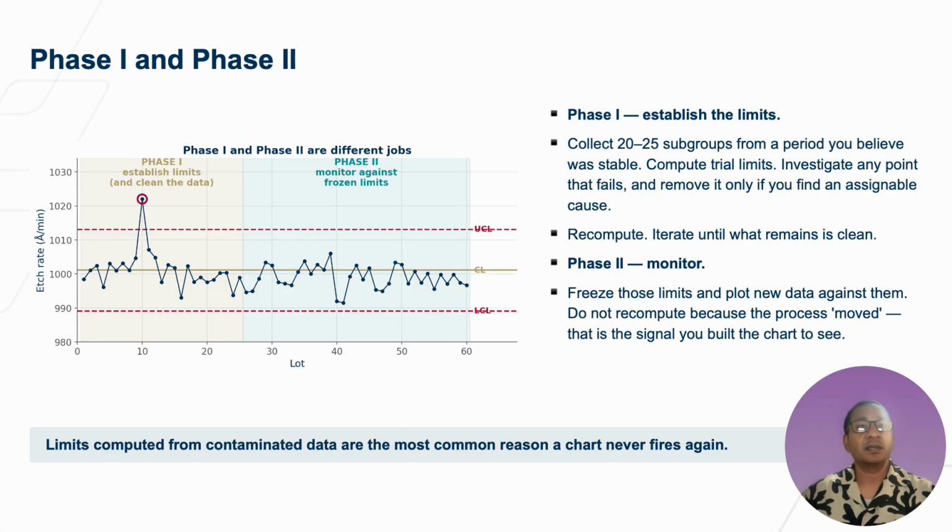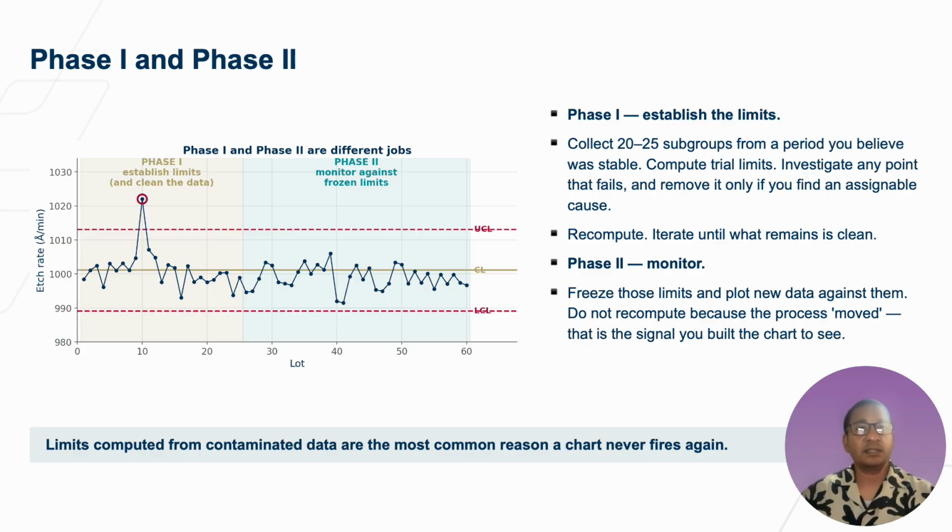Phase 1, establish the limits. Collect 20 to 35 subgroups from a period you believe was stable. Compute trial limits, investigate every point that fails and remove it only if you find a documented assignable cause. Recompute and iterate until what remains is clean. Notice that phase 1 is not a calculation. It is an investigation with a calculation attached.